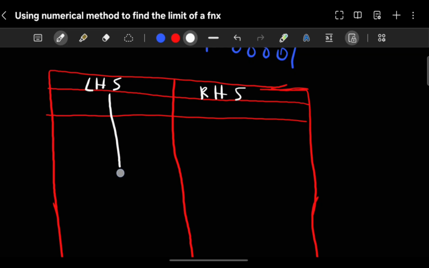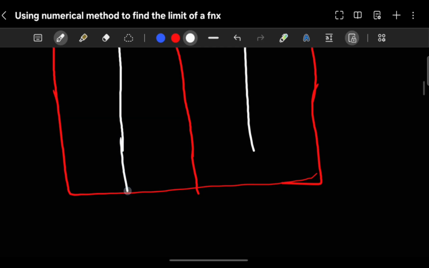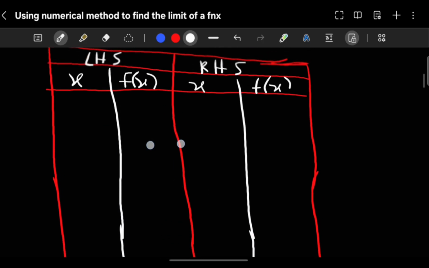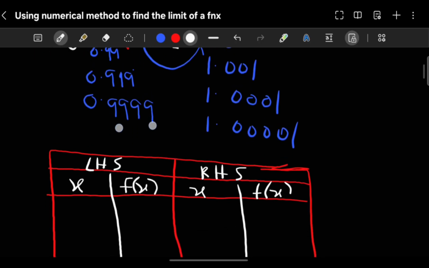Then we'll divide it again into 2. This becomes our x. This becomes our f of x. This also becomes our x. This becomes our f of x, right? So we divide it. I hope it is clear. Now this is what we are going to do. We are going to put our test values into this table.